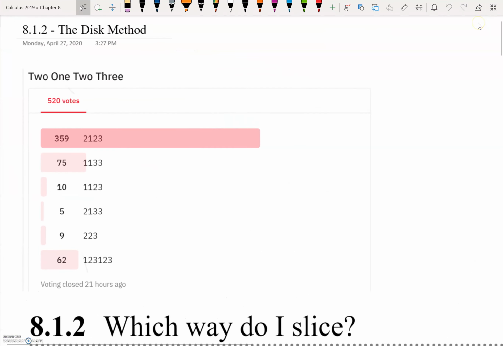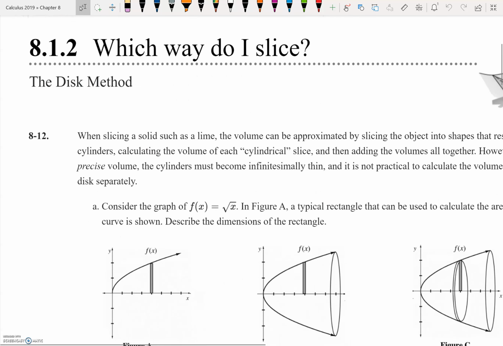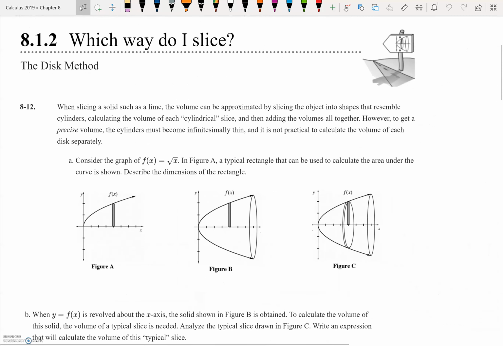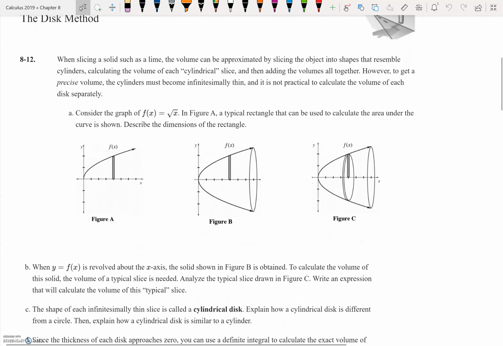All right, so we're now going to go on to 8.1.2, formally discussing what the disk method is for finding out the volumes of objects. So the disk method is basically just asking us how we're going to slice up objects. It says here, when slicing a solid such as a lime, the volume can be approximated by slicing an object into shapes that resemble cylinders, calculating the volume of each cylindrical slice, and then adding all the volumes together.